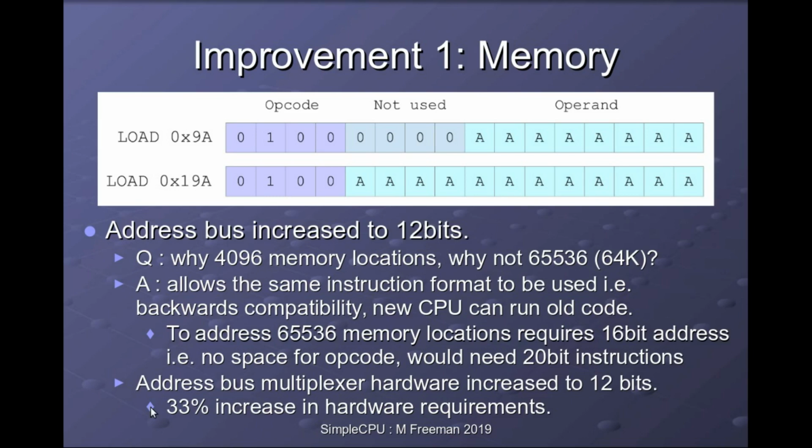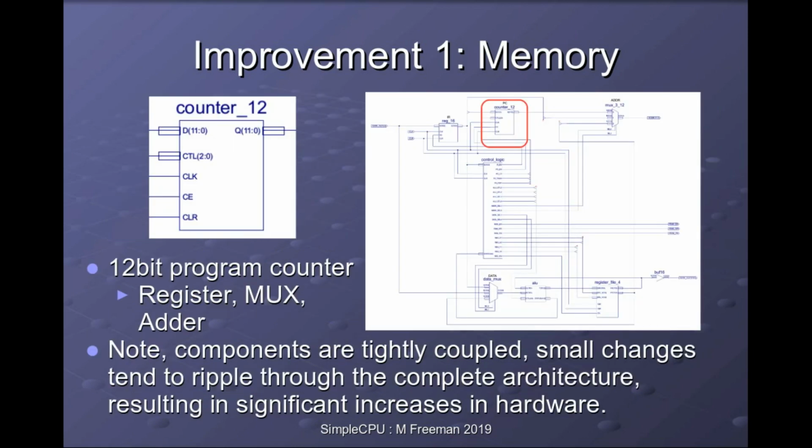So you can see here, going to a 12-bit address bus means we've got a 30% increase in our hardware requirements for the address multiplexer. Again, you can see this in terms of the program counter. Obviously we have to increase the program counter size from 8 bits to 12 bits now to allow us to use this memory. And again, that all comes with a hardware cost.